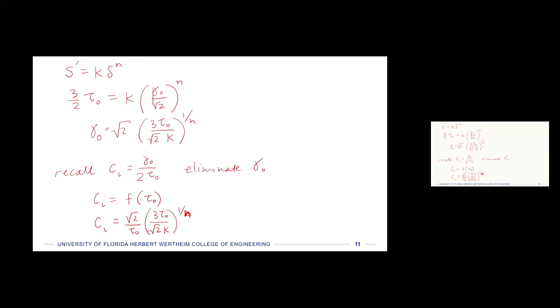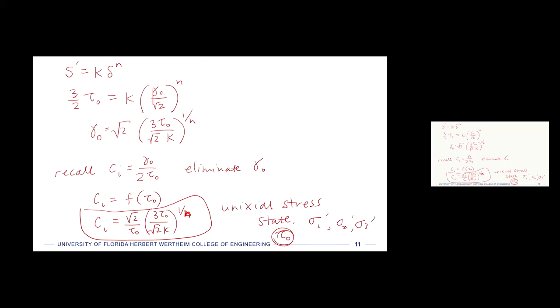Yeah. So this is what we came up with. So that's good. And this is for a uniaxial stress state, right? We said that sigma 2 prime, sigma 3 prime were 0. So that's not as helpful, right? But instead of this expression having sigma 1 prime, sigma 2 prime, sigma 3 prime, it has this octahedral shear stress, tau naught.